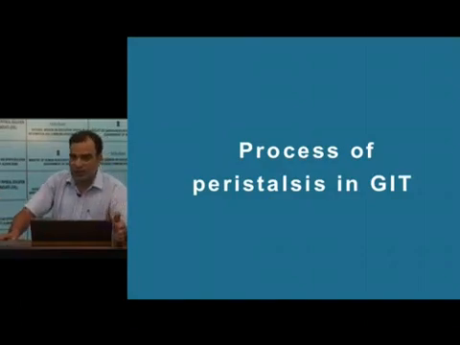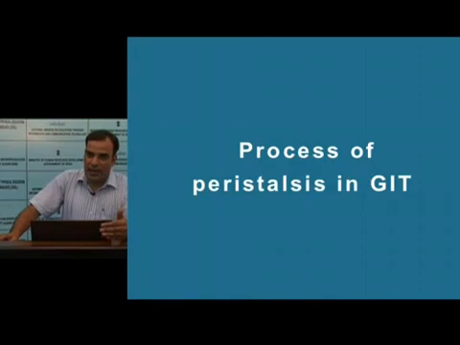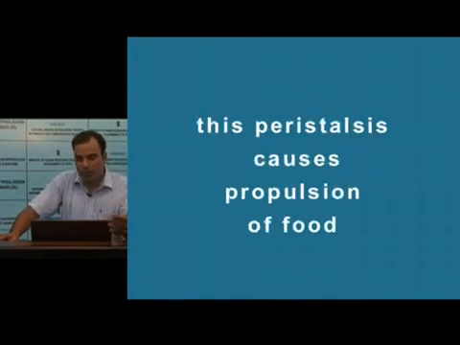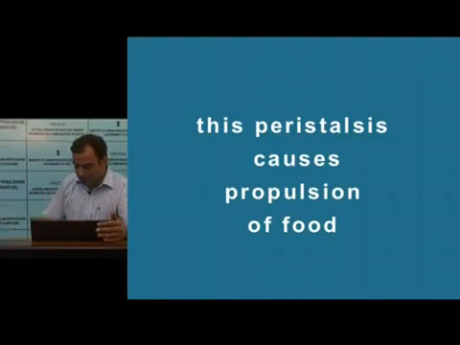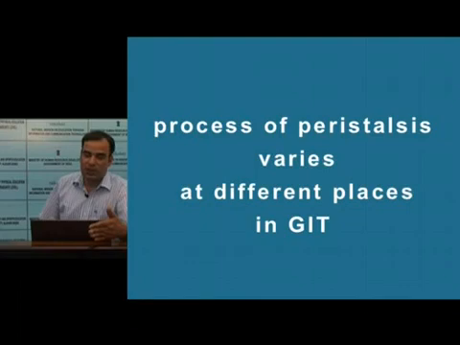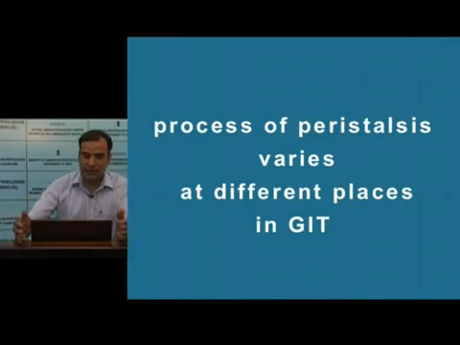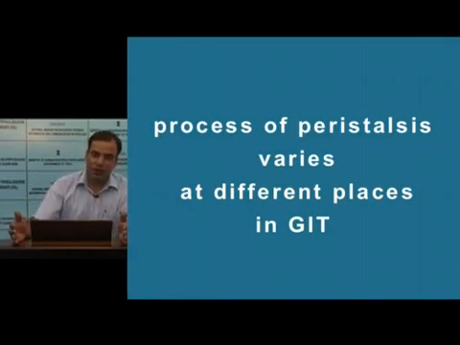This is how peristalsis takes place in the GIT, and this peristalsis causes the propulsion of food at most of the places. Now this peristalsis is a bit modified at different places of the GIT. It is a bit different in the stomach, different in the small intestine, and different in the large intestine. However, the basic working of this peristaltic wave remains almost the same.